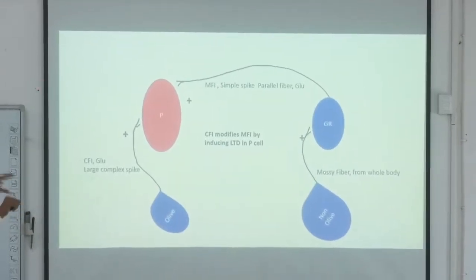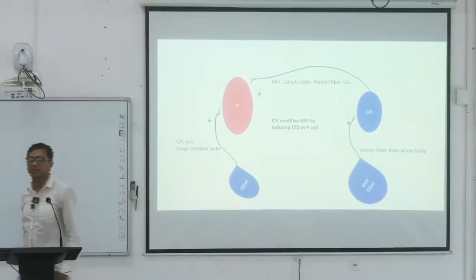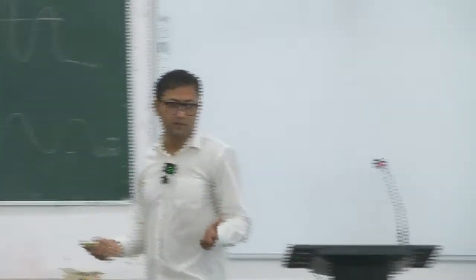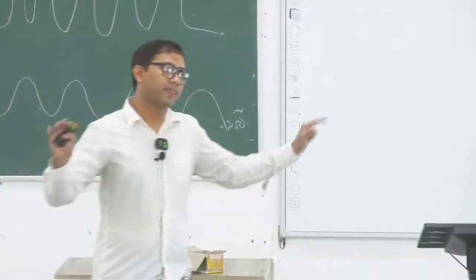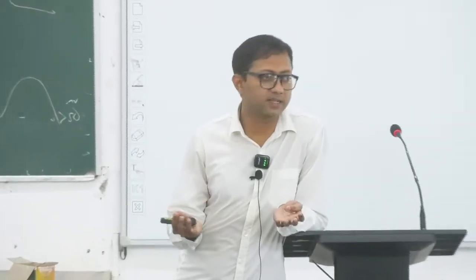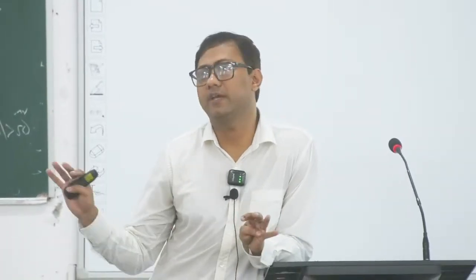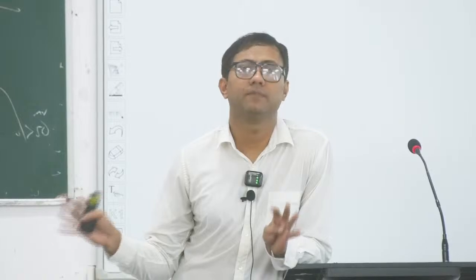When the complex spike overrides the simple spike, there is smoothening of movement, okay. It happens for a period of learning, when you are learning riding a bicycle or swimming or driving. Once you have learned, there is no requirement of CFI. Now if someone rides a bicycle, only the MFI input will be working because the MFI is now smooth because of long term depression, okay.